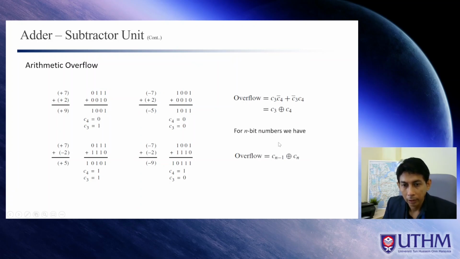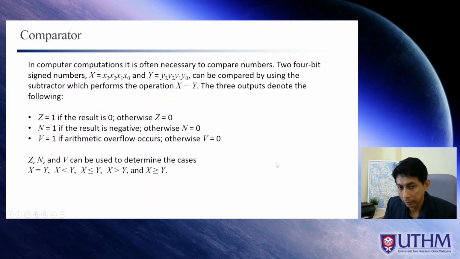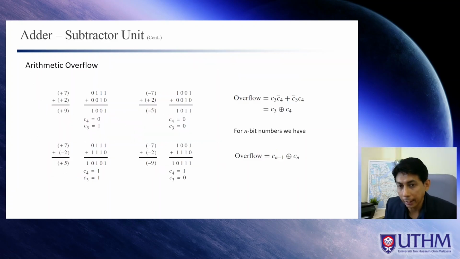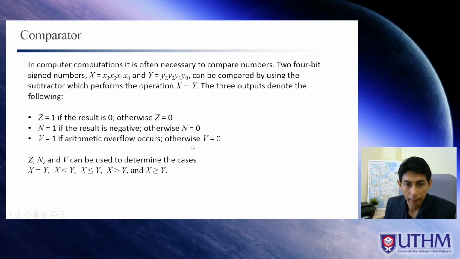C3 and C4. So if you have a bigger adder, for example 8-bit, it will be C8 XOR C7, right? It's correct also. Okay, so that is how we detect overflow in our circuit, in our system. All right, that's it. Any question?